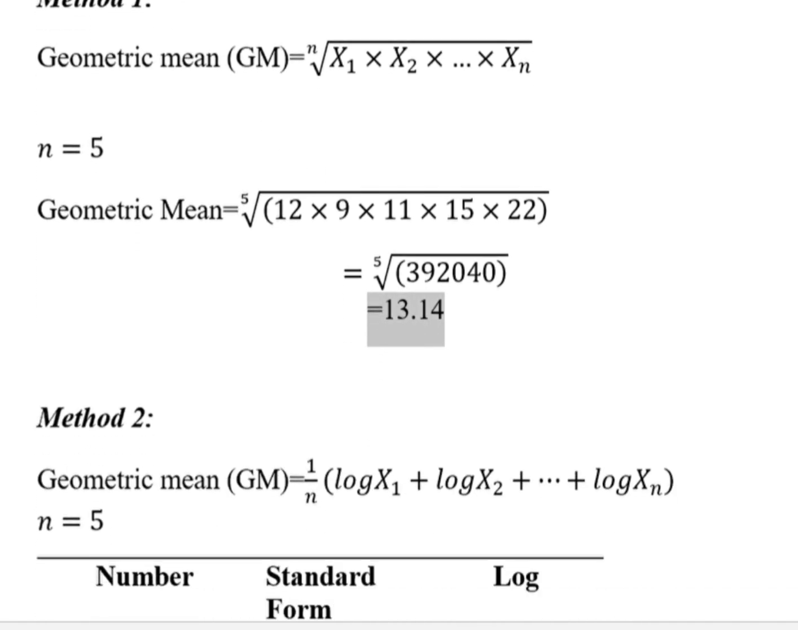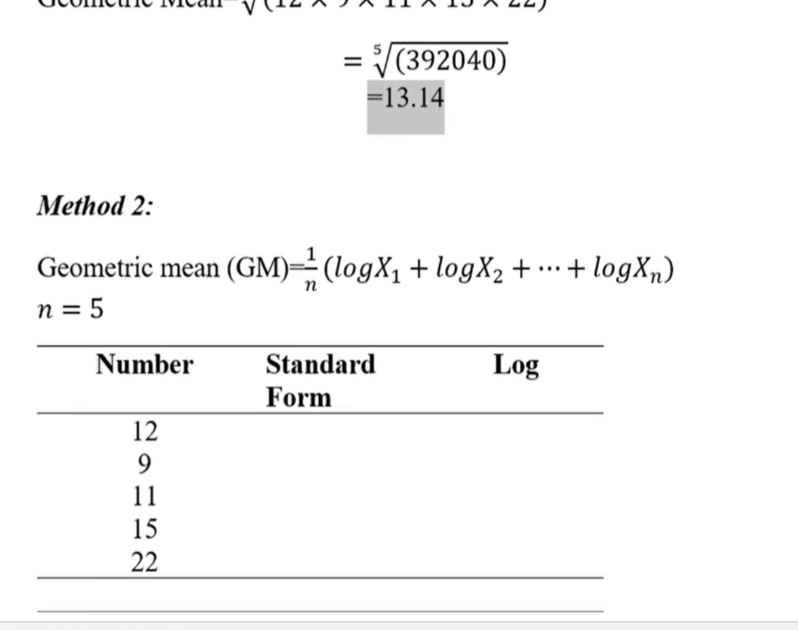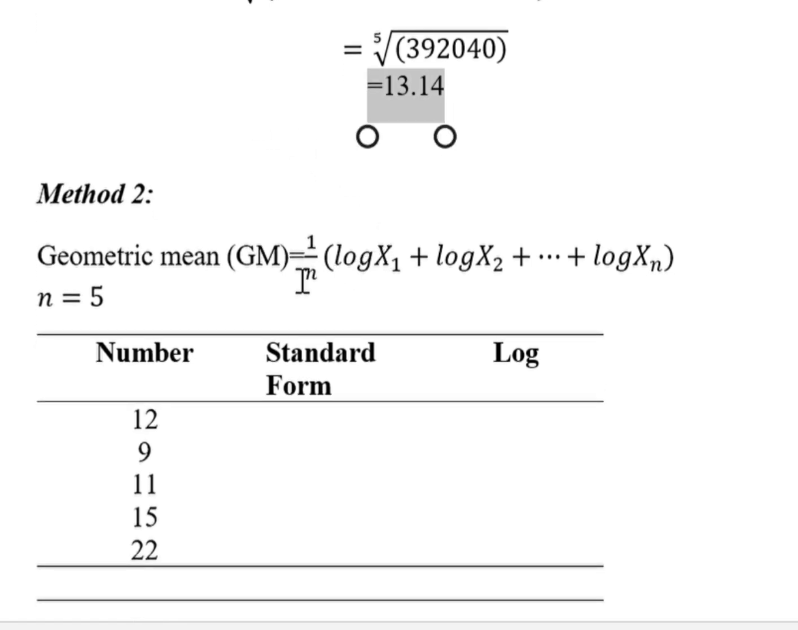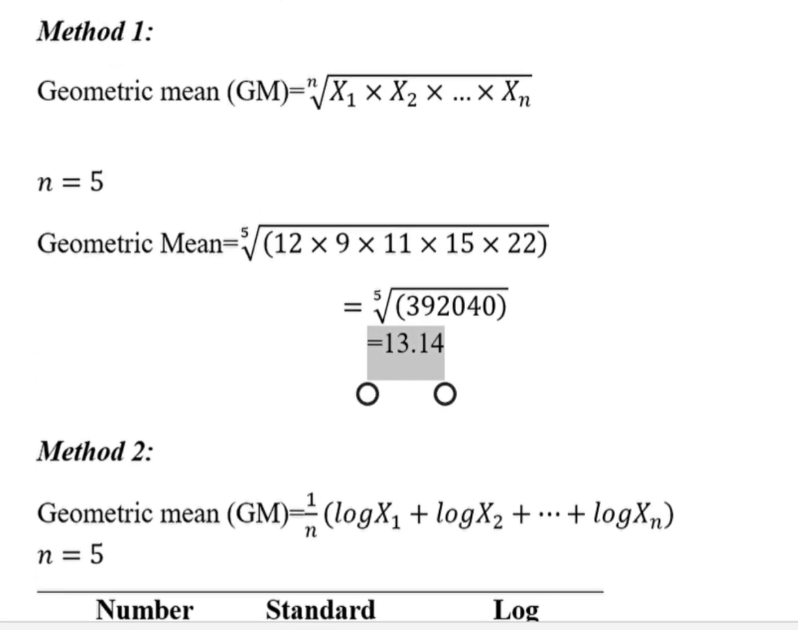The other method is when we use a logarithm. So we shall say the geometric mean is equal to 1 over n into log x1 plus log x2 plus so on up to log xn. Still our n is 5 because it represents the number of values that we are given in the question, which are 5 in number.